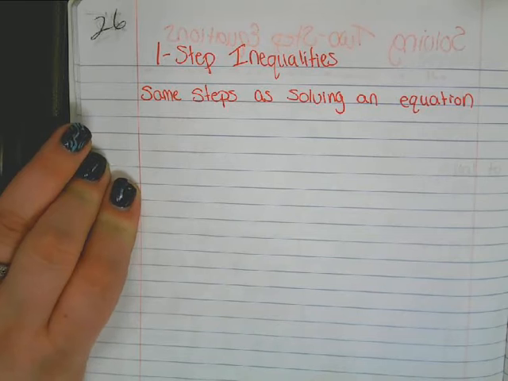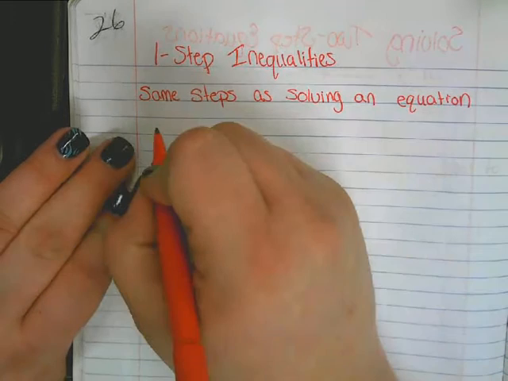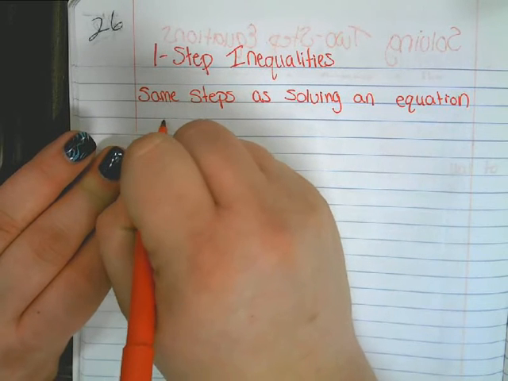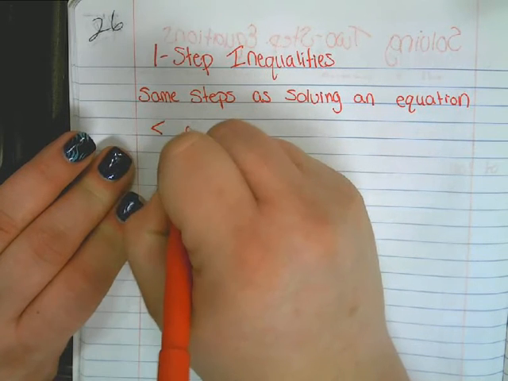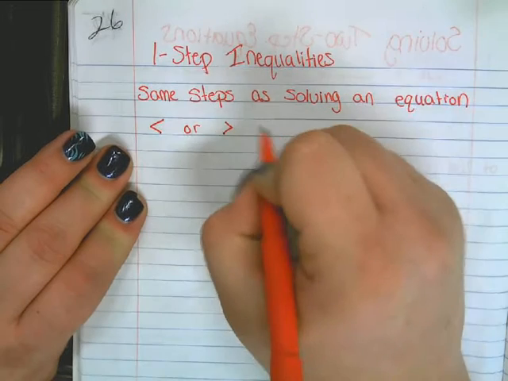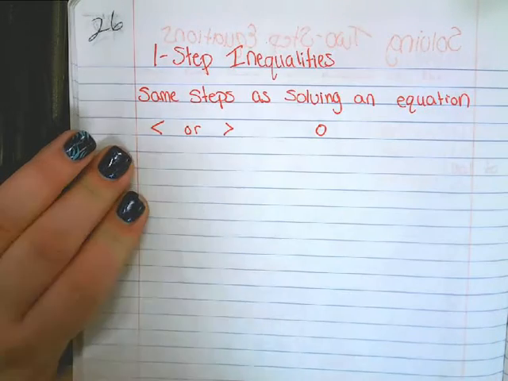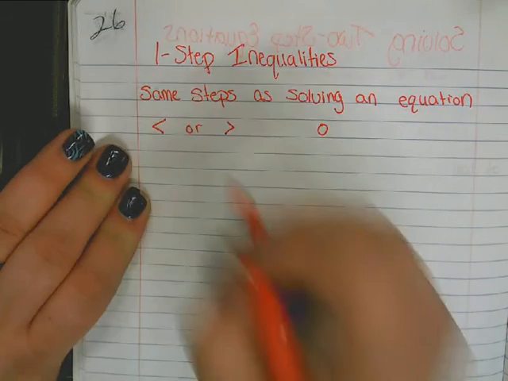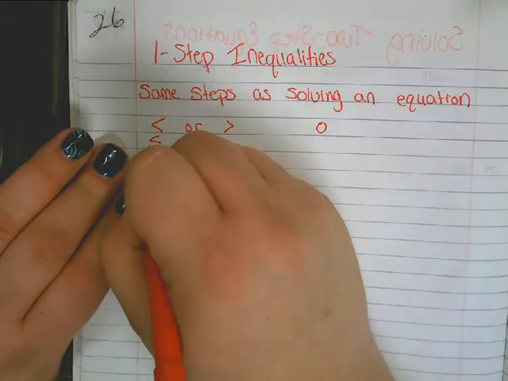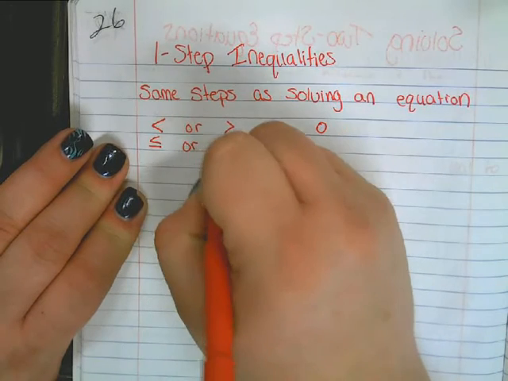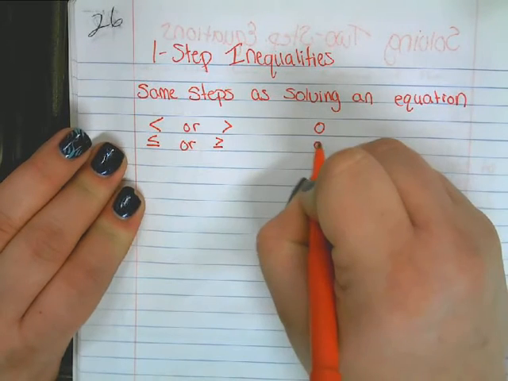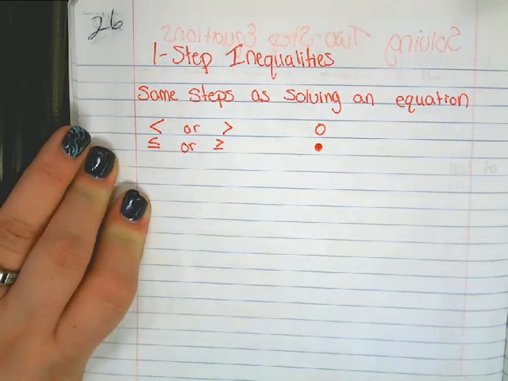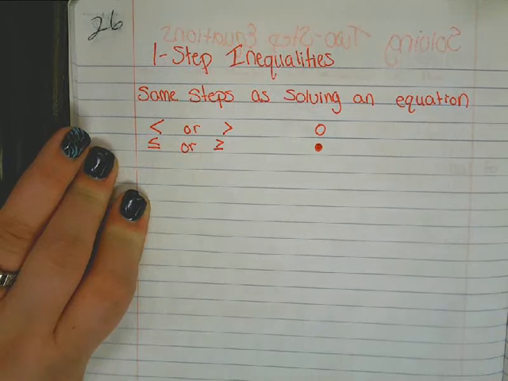The difference is going to be we're going to have to graph our answers. So if we have less than or greater than, it's going to be an open circle. Told you it's review. Less than or equal to or greater than or equal to is a filled in circle. We did a lot of these in board math. I remember.